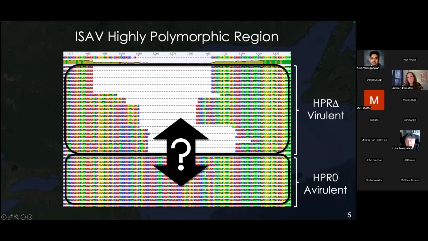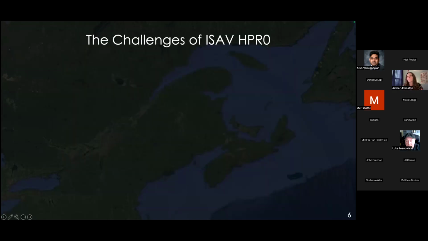While the exact relationship between HPR0 and HPR-deleted isolates remains largely unknown, it's hypothesized that HPR-deleted isolates are the result of a deletion event occurring in an HPR0 isolate. The unknowns surrounding this potential transition are super important because, while detections of HPR0 or HPR-deleted isolates often require some degree of management action, given we have no knowledge on why, how, or even if this event happens, it's challenging to manage an ISAV HPR0 detection effectively. Think of it as having a firecracker in your hand and not really being sure when or if it will ever go off.